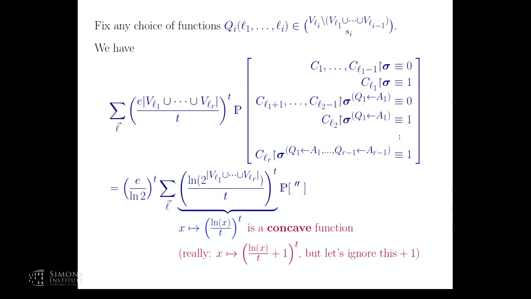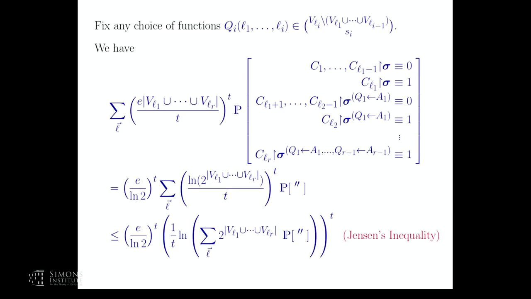So we essentially have some expectation of a concave function, and here's where Jensen's inequality comes in. We can pull this probability inside here, so we get that this is bounded by this here. So we have some constant to the t, then 1 over t log of this expectation to the t. So now we're looking at the expected value of this thing here.